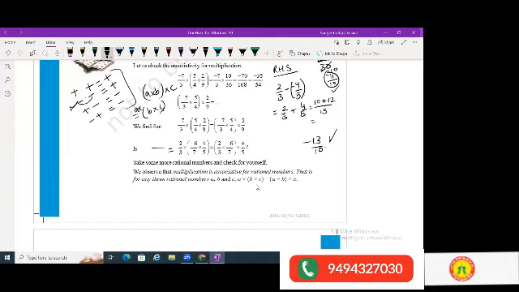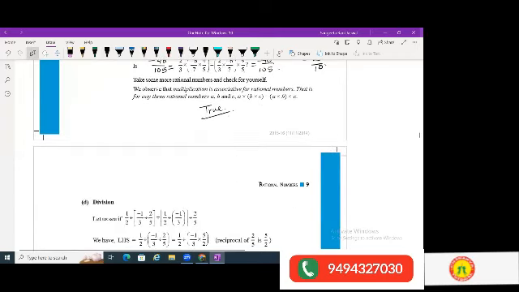3 7s is 21. 21 into 5 will be 105. And this side it will be 2 4s are 8. 8 into 6 is 48. So minus 48. And same combination of numbers are here with the multiply sign. So you will get this side also equal. So this proves that it holds true. Associativity holds true in case of multiplication of rational numbers. Right?